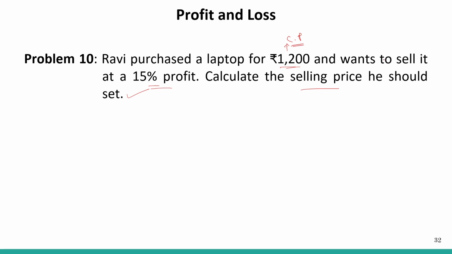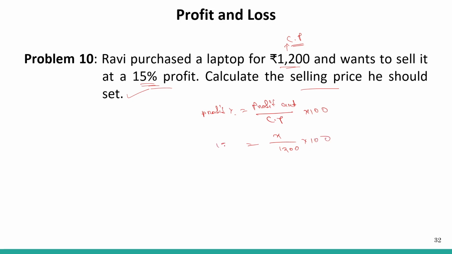So there will be a selling price. Okay, so he wants to have 15% profit. 15% profit means profit percentage is equal to profit amount by CP into 100. This formula we know, right? So profit amount we don't know, let it be X. So this much by CP, that is equal to 1200 into 100.